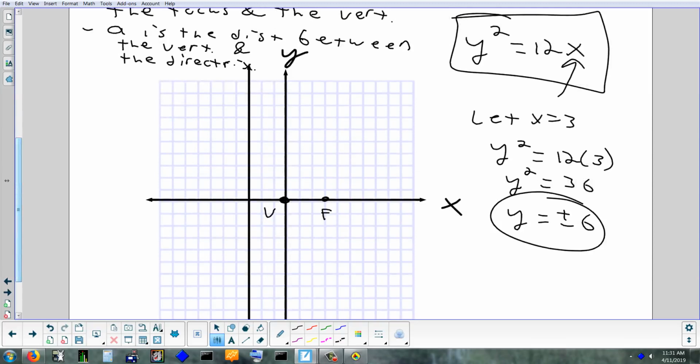So what are the 2 points we're graphing? Okay, x is 3, and you get 6. If x is 3, you get negative 6. So graph both those points. 3, 4, 5, 6. 3, 1, 2, 3, 4, 5, 6. And now you've got 3 points. That's good enough to draw your parabola, kind of like that.